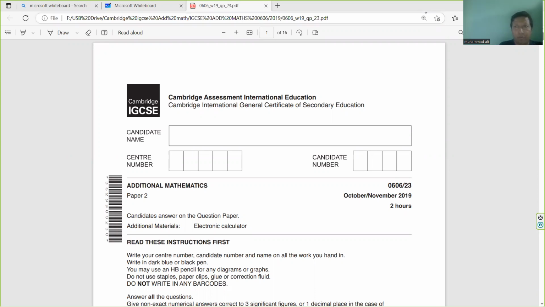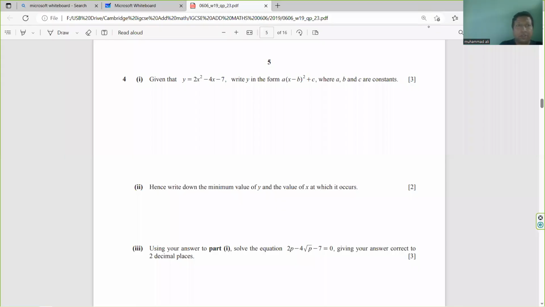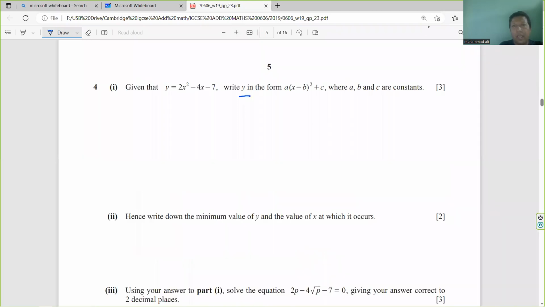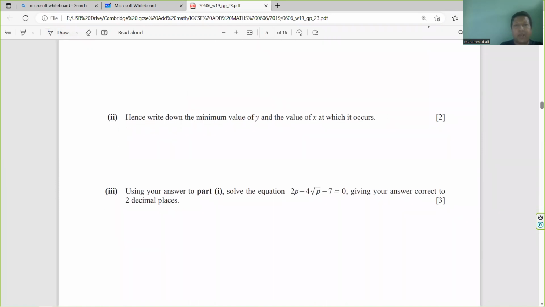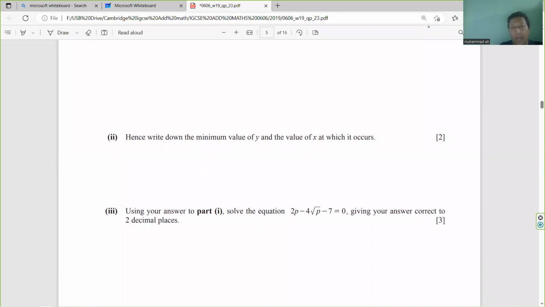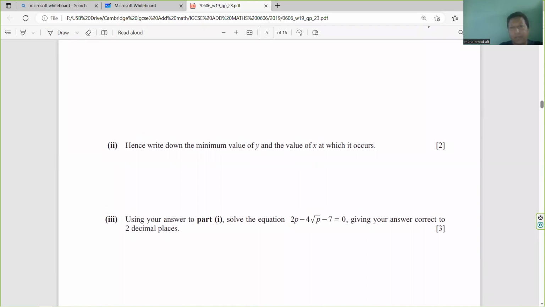Question number 4. Given that y equals 2x² − 4x − 7, write y in the form a(x − b)² + c, where a, b, and c are constants. Part 2: hence write down the minimum value of y and the value of x at which it occurs. Part 3: using your answer to part 1, solve the equation.